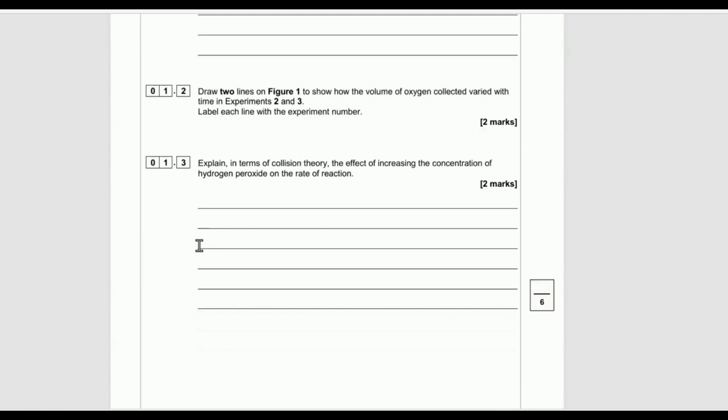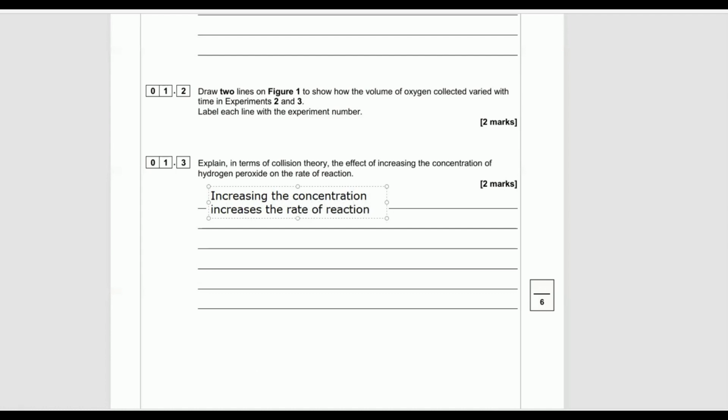Down here, 1.3, final part to the question: explain in terms of collision theory the effect of increasing the concentration of hydrogen peroxide on the rate of reaction. So what's the effect of increasing the conc of hydrogen peroxide on the rate of reaction? And this time we've got to explain it. So if you increase the conc, the rate of reaction increases. So increasing the concentration increases the rate of reaction.